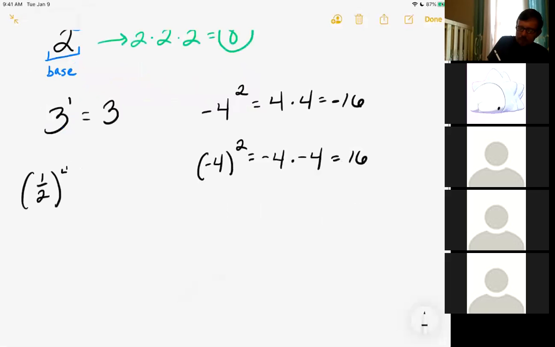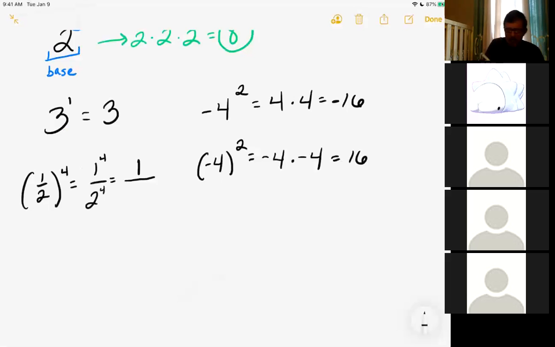They're not my favorite thing. So this means to do 1/2 times 1/2 times 1/2 times 1/2. But you don't have to do it that way. You could do 1 to the 4th over 2 to the 4th. 1 to the 4th is really easy. 1 times 1 times 1 times 1 is just 1.